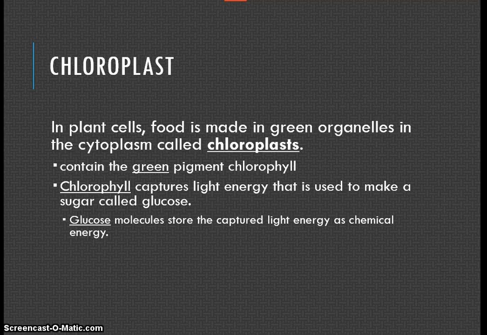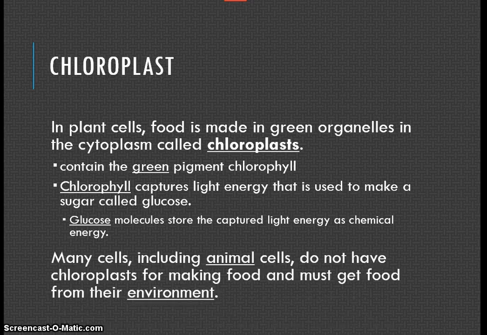And the chloroplast. This is in plant cells only, not animal cells. And food is made in these green organelles that hang out in the cytoplasm. They are again called chloroplasts. They contain the green pigment chlorophyll. Chlorophyll captures light energy and it uses that to make the sugar called glucose. Glucose molecules store the captured light energy as chemical energy.